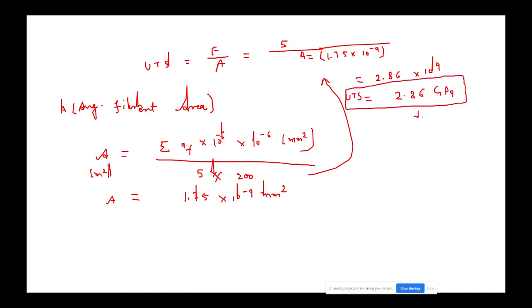So this is your answer first. Now you have to calculate answer number 2. So answer 2 is very simple. In 2 you have to find out the Young's modulus. The Young's modulus formula is very simple: you have to divide L upon C multiplied by A.